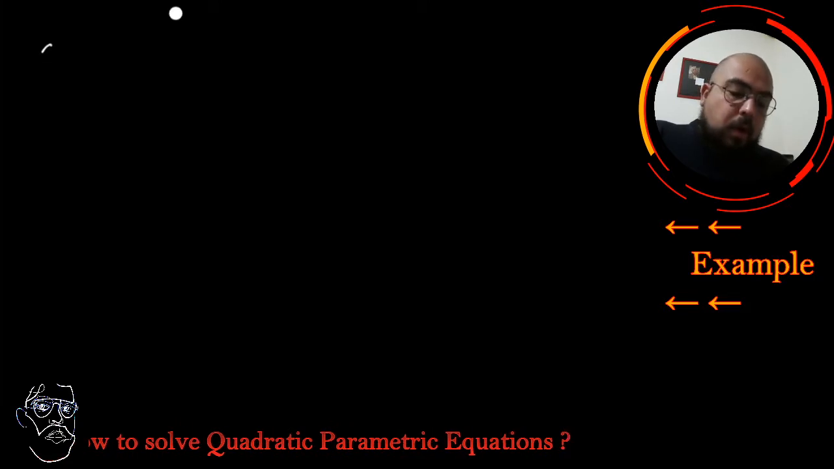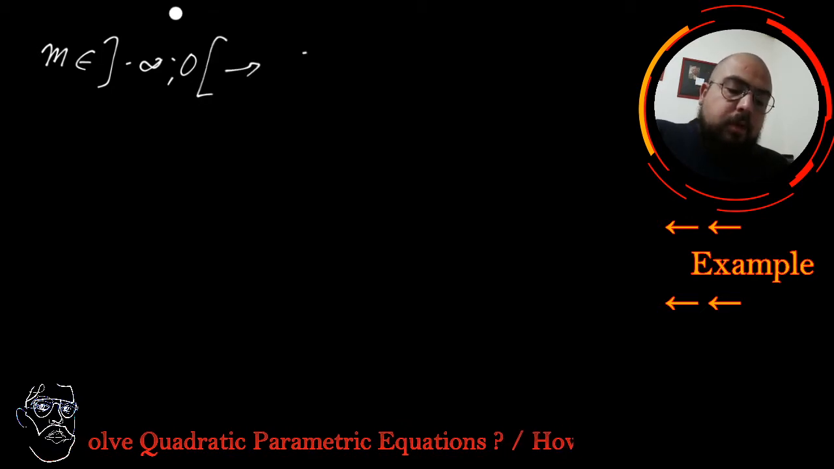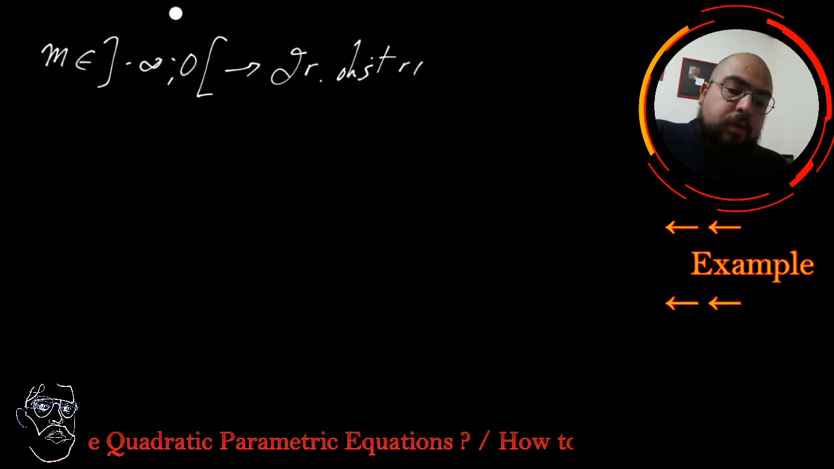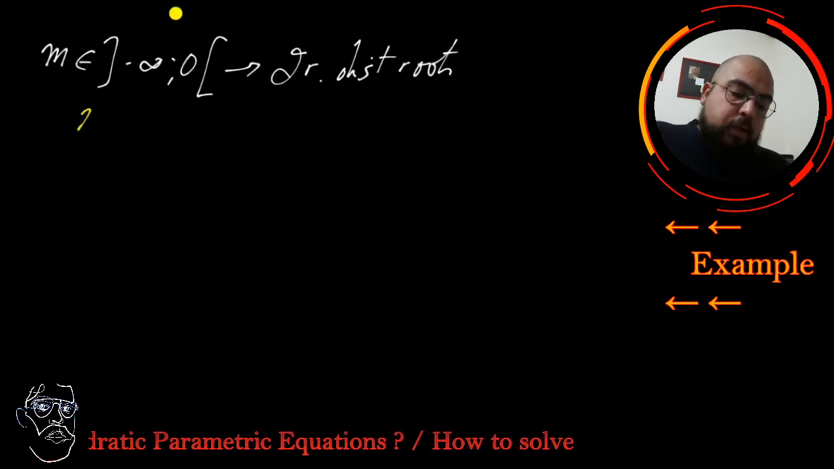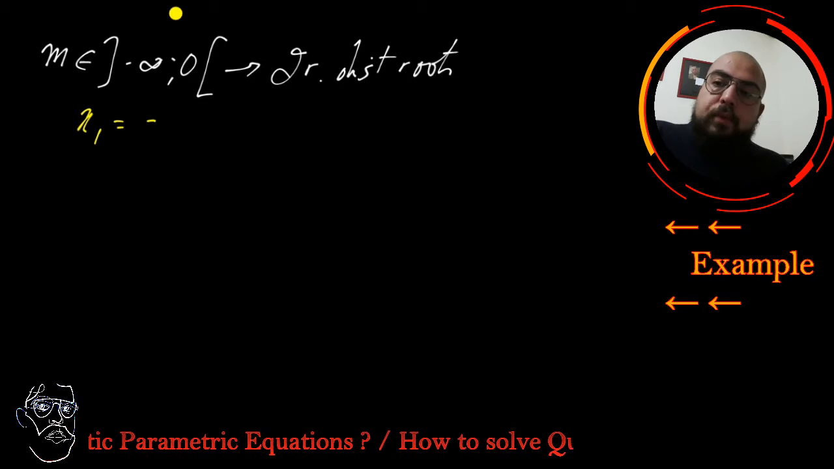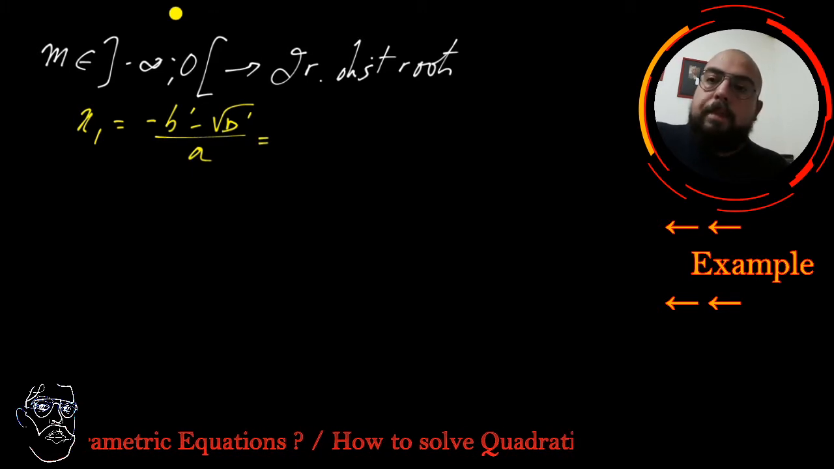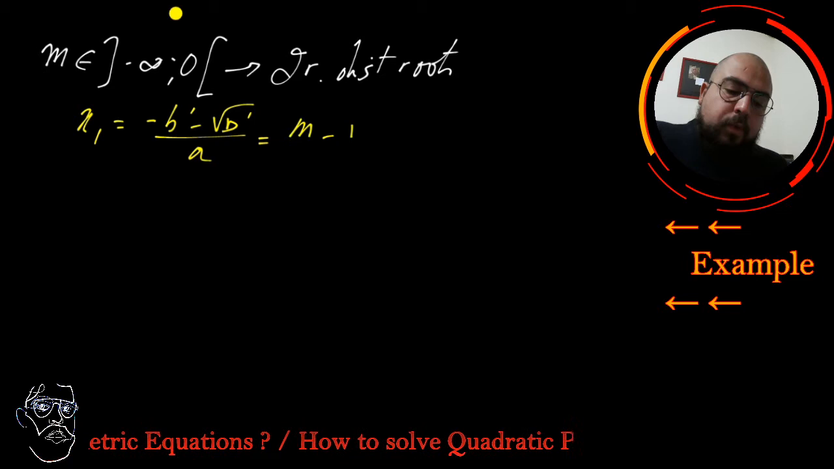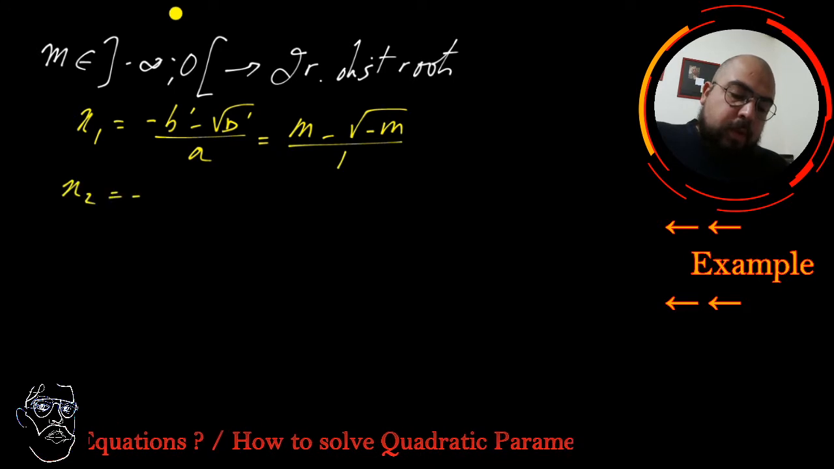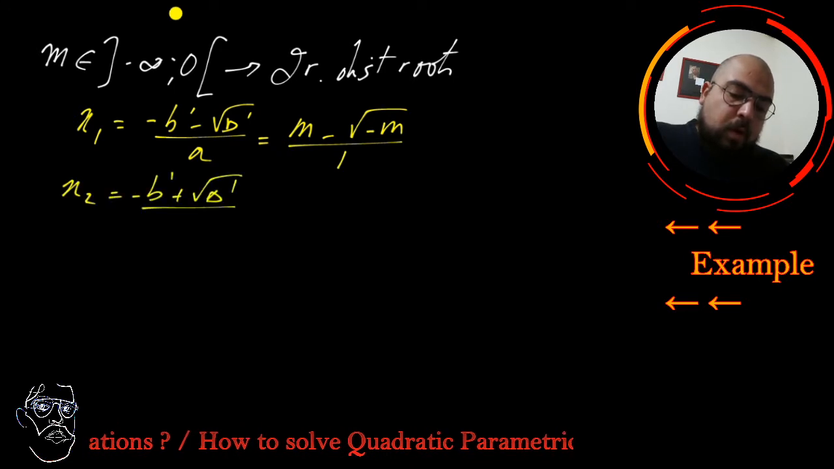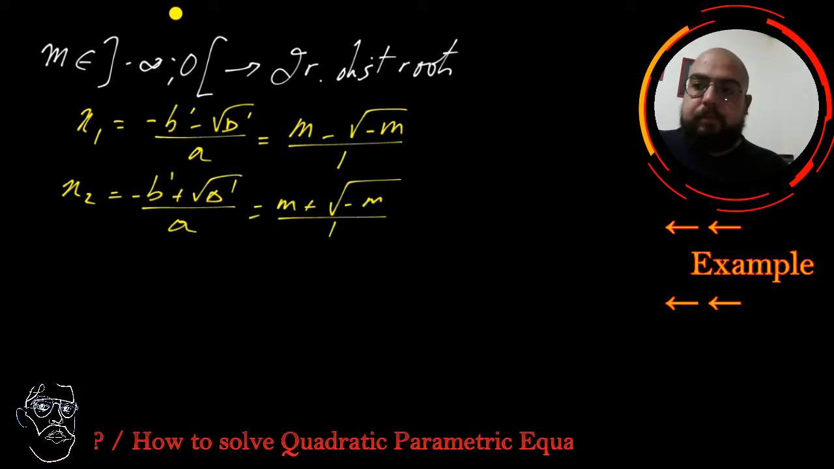So I will have to say whenever m belongs to minus infinity to 0, I will have two real distinct roots, and I should of course calculate them using the formula. x1 is equal to minus b prime minus square root of delta prime over a, so it will be equal to m minus square root of minus m over a, which is 1. x2 is equal to minus b prime plus square root of delta prime over a, which is m plus square root of minus m over 1. All right.